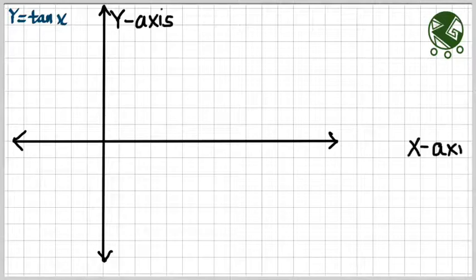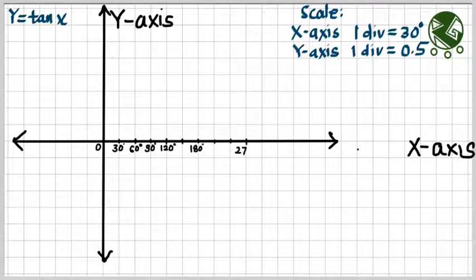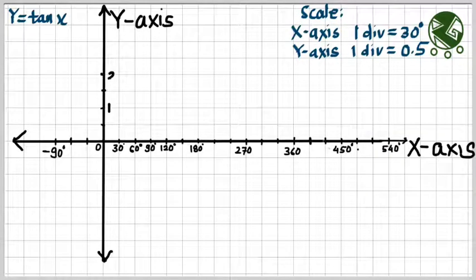So we have the y-axis, x-axis, okay, and here we are going to have a little variation. In this case we will have on the x-axis one division equal to 30 degrees again, but on the y-axis we will have one division equal to 0.5. Okay, so this is how our scaled graph looks.